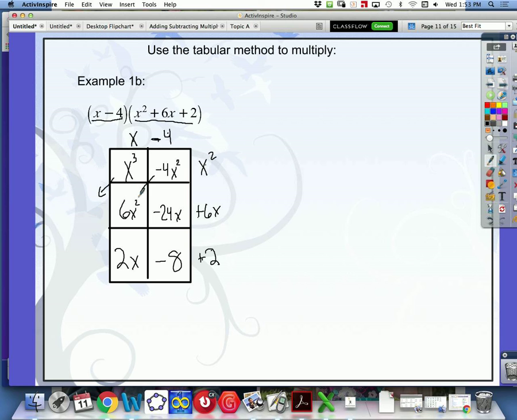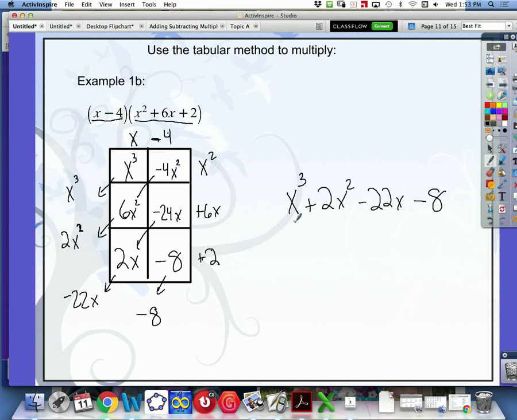So now when we go diagonally, we actually have some diagonals that are going to need to be added. Now I have an x cubed by itself. Now when I go this way, we're going to add even though that's a negative. So 6 plus a negative 4 is actually going to give us a 2x squared. Then here, a negative 24 plus a 2 is negative 22x. And then the 8 doesn't have anyone, so it just stays negative 8. So your final answer is x cubed plus 2x squared minus 22x minus 8.